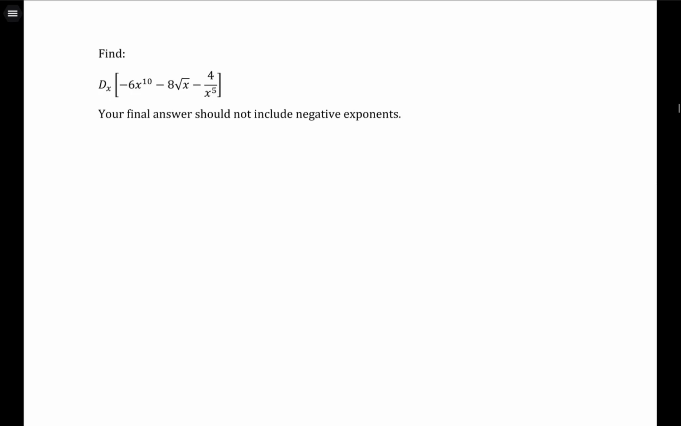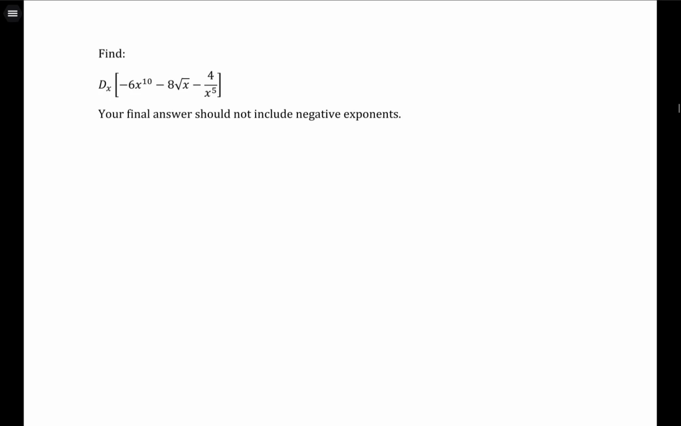Find d sub x, which is just another way of notating a derivative, of negative 6x to the 10th minus 8 square root x minus 4 over x to the 5th power. So here's a few different ways where the power rule is used. And we'll take this term by term because anytime you have added and subtracted terms in a function that you want to find a derivative for, you can do it term by term.